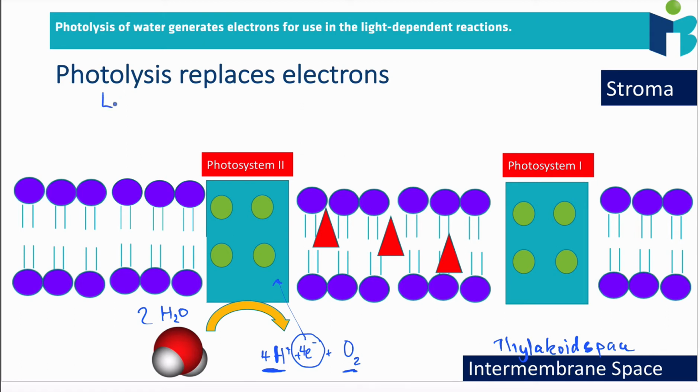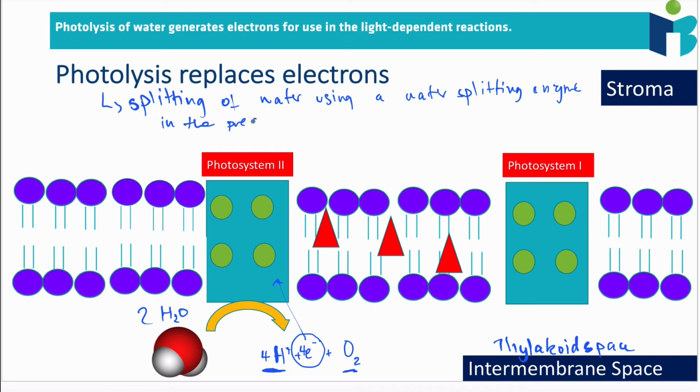And the definition of photolysis that you should give on an exam is that it is the splitting of water using a water splitting enzyme in the presence of light. Okay? So light energy will cause this water molecule to be split by a water splitting enzyme. And that is going to replenish the electrons in photosystem 2.